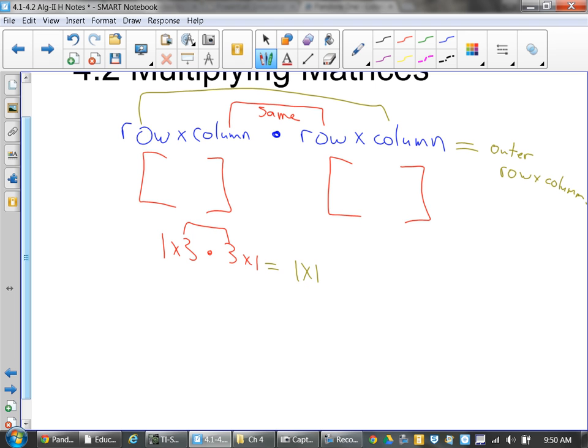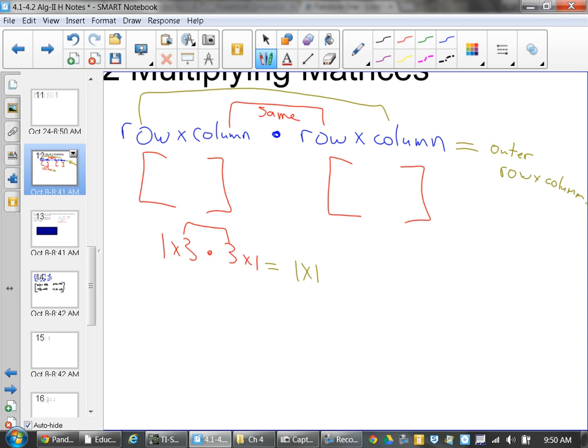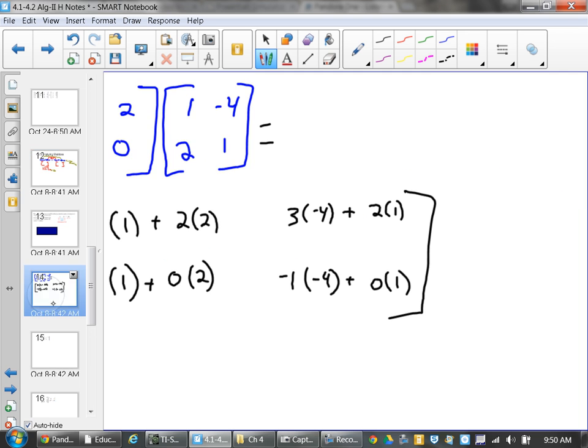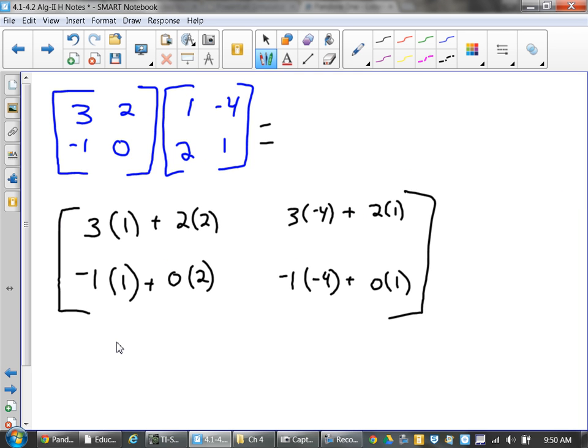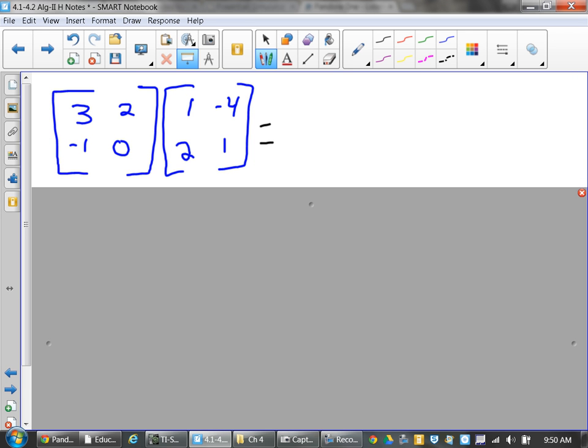Okay. So the interior numbers are the same, and the exterior numbers will be the result dimensions of the new one. That's how that works. Let me show you how you do this with a real basic 2 by 2. So you can do 2 by 2? Yep, 2 by 2 times a 2 by 2 would result in a 2 by 2.